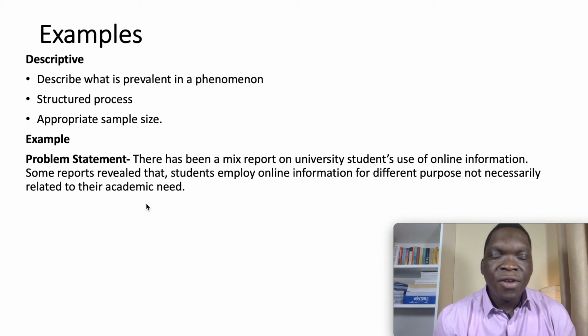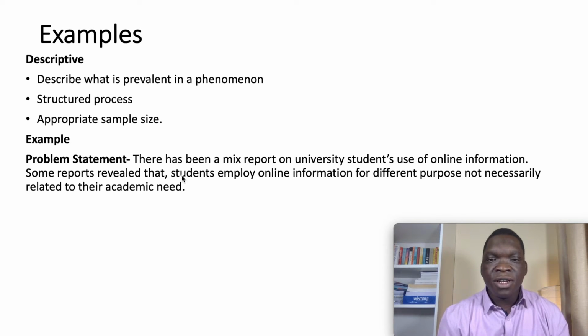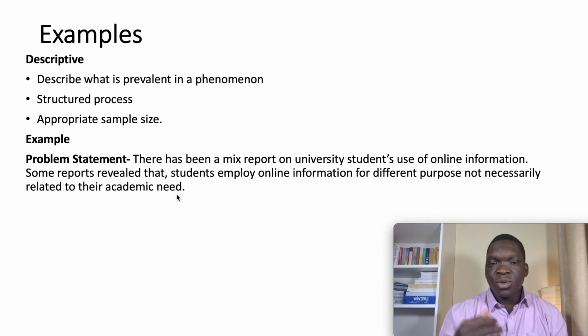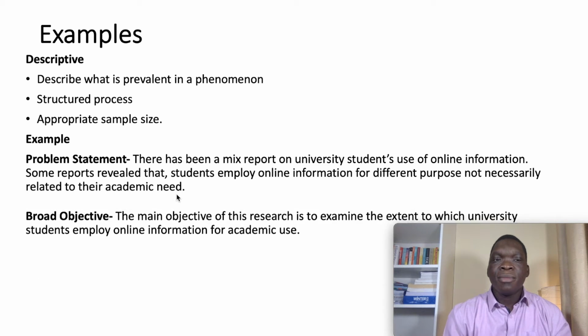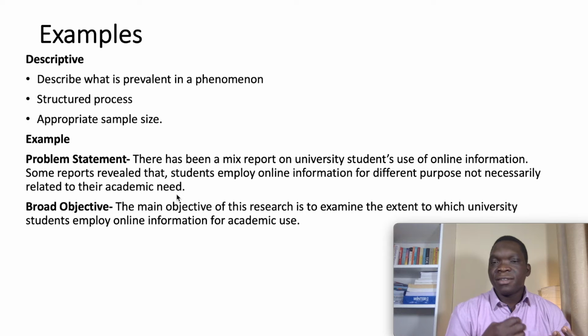An example of a problem statement for a descriptive study might sound like this. There has been a mixed report on university students' use of online information. Some reports have shown that students employ online information for different purposes that are not necessarily related to academic need. So that's a problem there. We don't know what university students use online information for. Isn't that a problem?